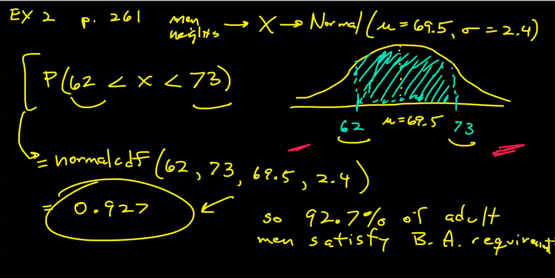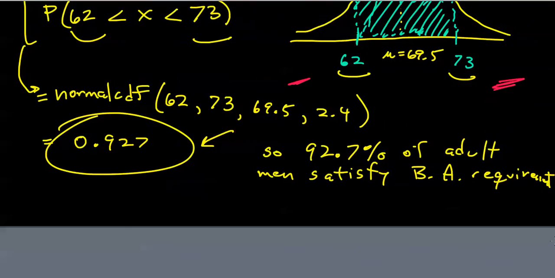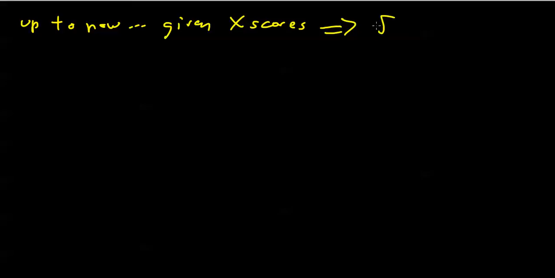Okay? Alright. Now we want to work the normal CDF command backwards. Now we're going to work backwards. Up to now, in this section, we were given X scores, not Z scores, not standard scores, but X scores, non-standard normal scores, and we found probability.